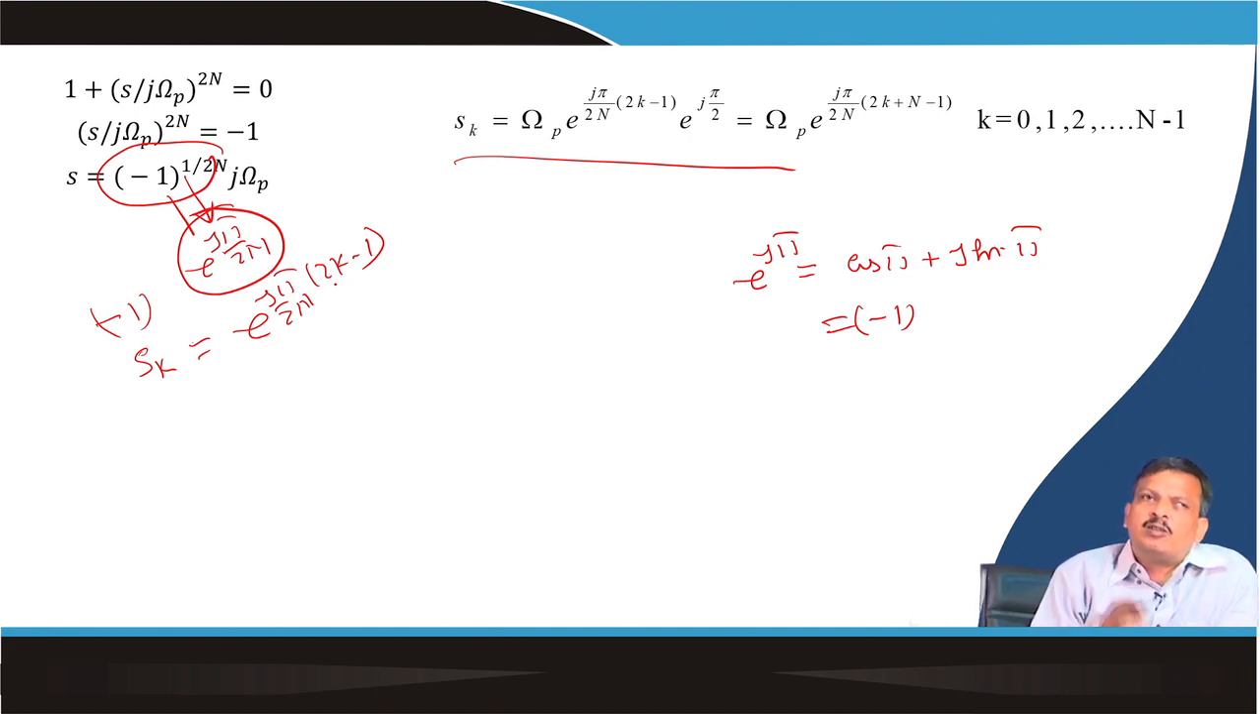If you see k equal to 0, all the time it will be minus 1 to the power 1 by 2n. Same thing for k equal to 1, k equal to 2.